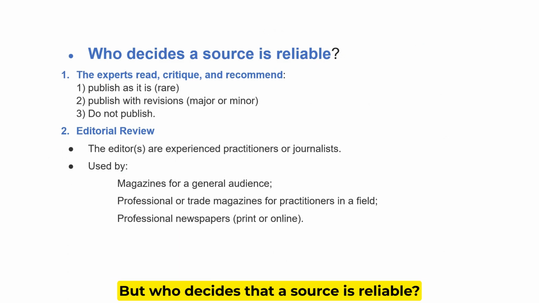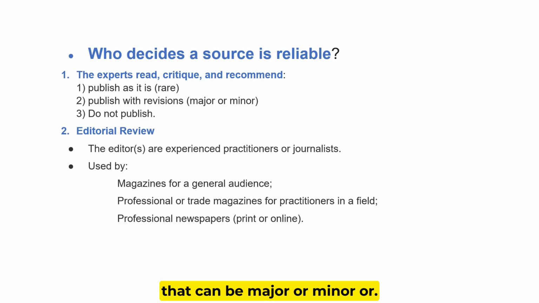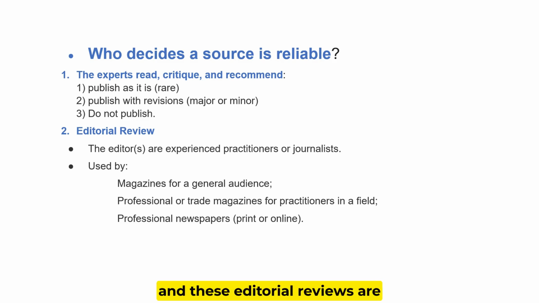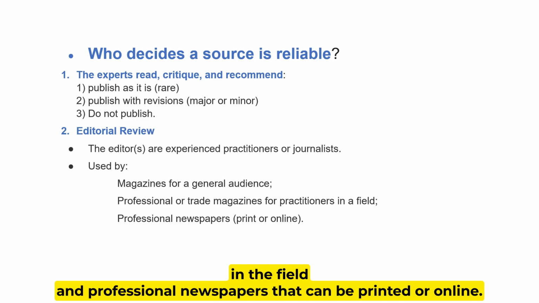But who decides that a source is reliable? The experts, generally, that read, critique, and recommend. They can publish as it is or publish with revisions that can be major or minor, or they could also choose not to publish. And also there is the editorial review, where the editors are experienced practitioners or journalists, and these editorial reviews are used by magazines for a general audience, professional or trade magazines for practitioners in a field, and professional newspapers that can be print or online.